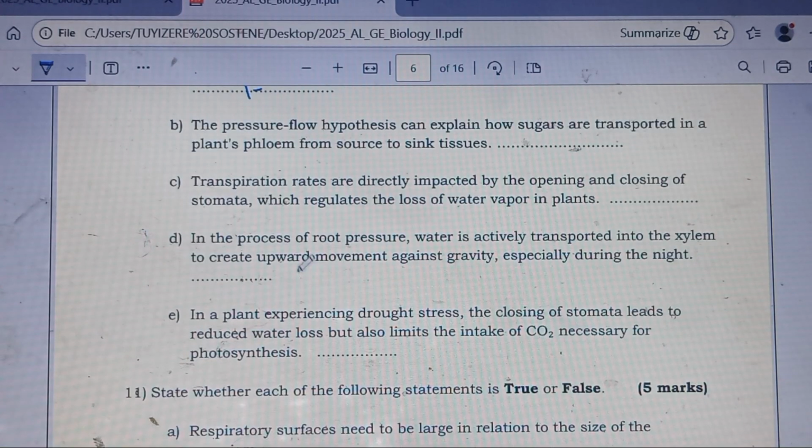B. The pressure flow hypothesis can explain how sugars are transported in the plant phloem from source to sink tissue. Here it is true. C. Transpiration rates are directly impacted by the opening and closing of stomata, which regulate the loss of water vapor in plants. Here it is true.